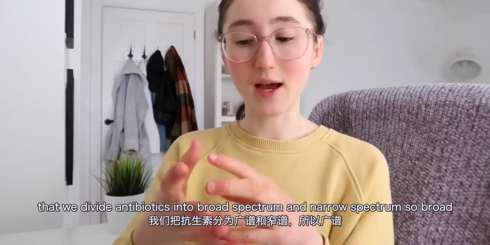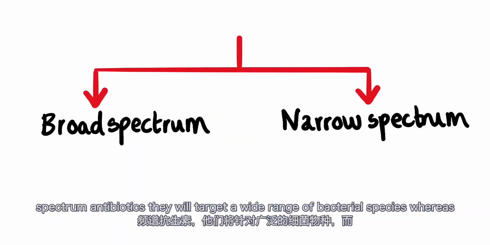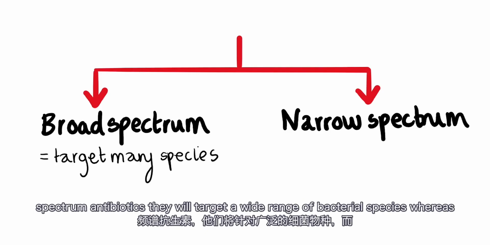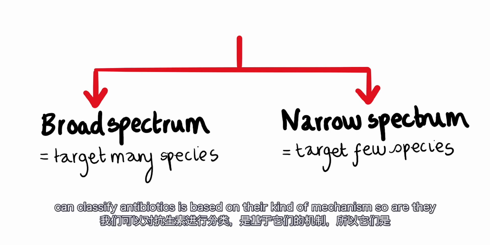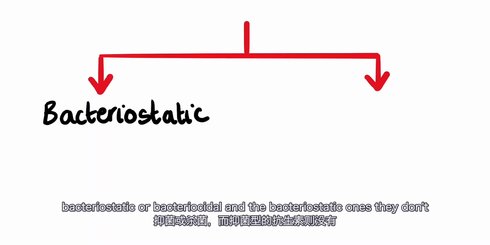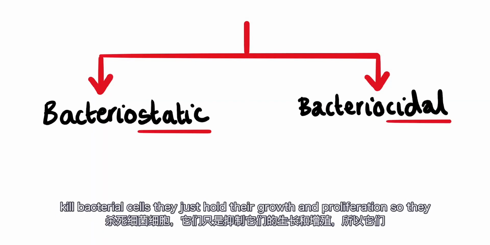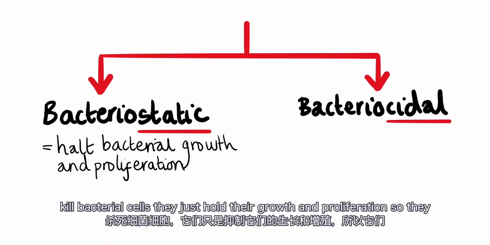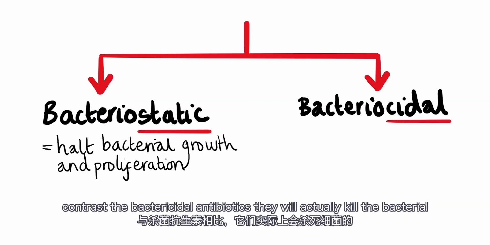Something else we should say here is that we divide antibiotics into broad spectrum and narrow spectrum. Broad spectrum antibiotics will target a wide range of bacterial species, whereas narrow spectrum antibiotics will only target a few of them. Another way we can classify antibiotics is based on their mechanism. Are they bacteriostatic or bactericidal? The bacteriostatic ones don't kill bacterial cells, they just halt their growth and proliferation, so they prevent the growth of a bacterial cell population. In contrast, the bactericidal antibiotics will actually kill the bacterial cells.